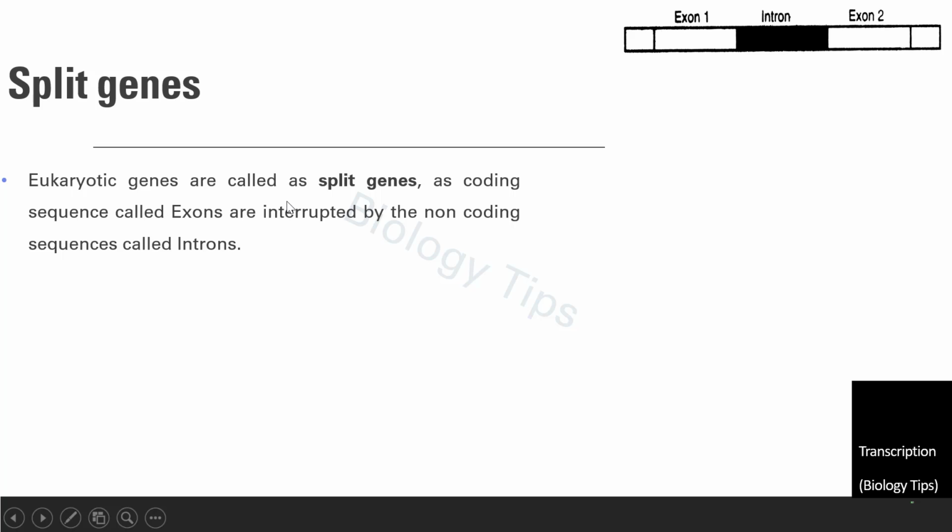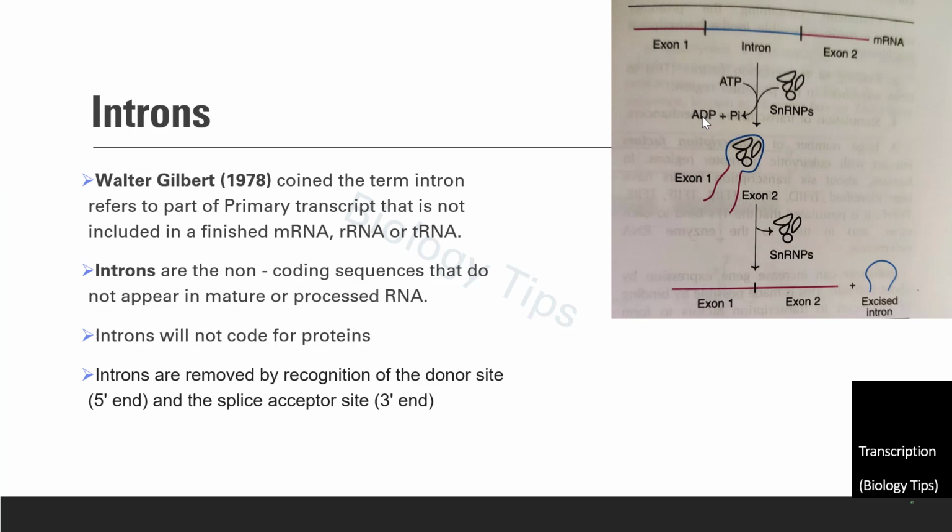Eukaryotic genes are called split genes, as coding sequences called exons are interrupted by the non-coding sequences called introns. So, most of you know about this concept. Split genes are present in eukaryotes because they possess coding sequences and non-coding sequences in their gene. Coding sequences are called exons and non-coding sequences are called introns. So look at this diagram. Here you can see this is one exon, followed by an intron, then there is an exon, right? Moving on to the next section, we are going to study what introns are.